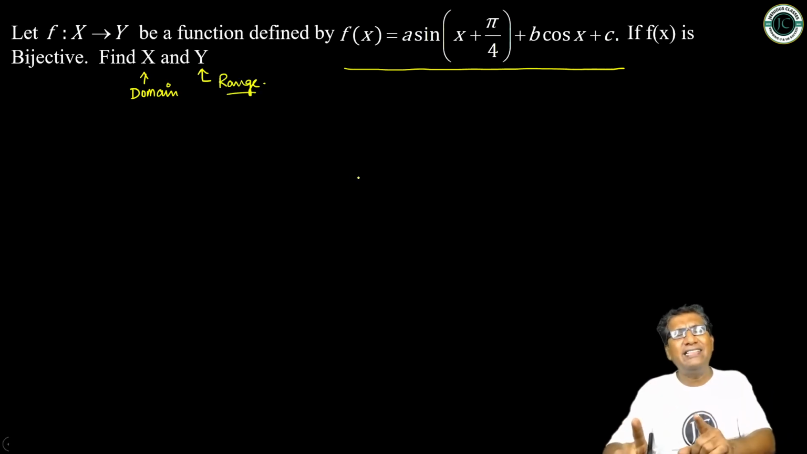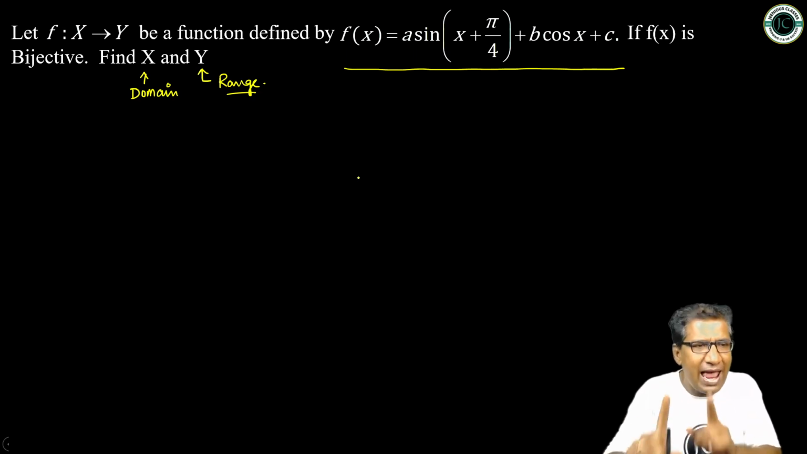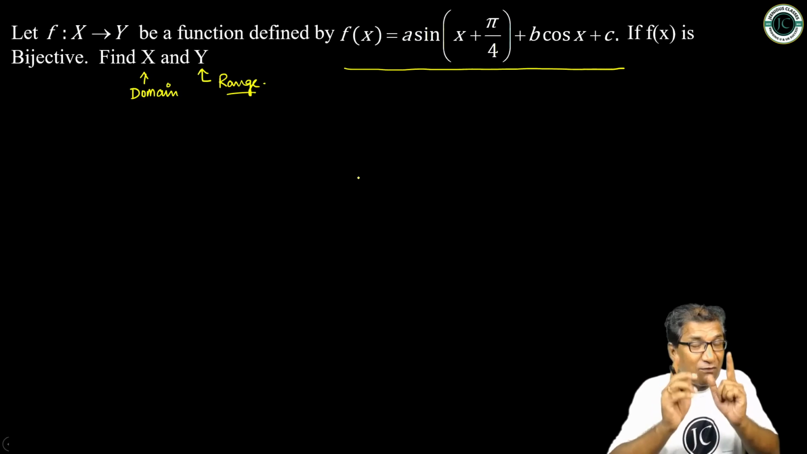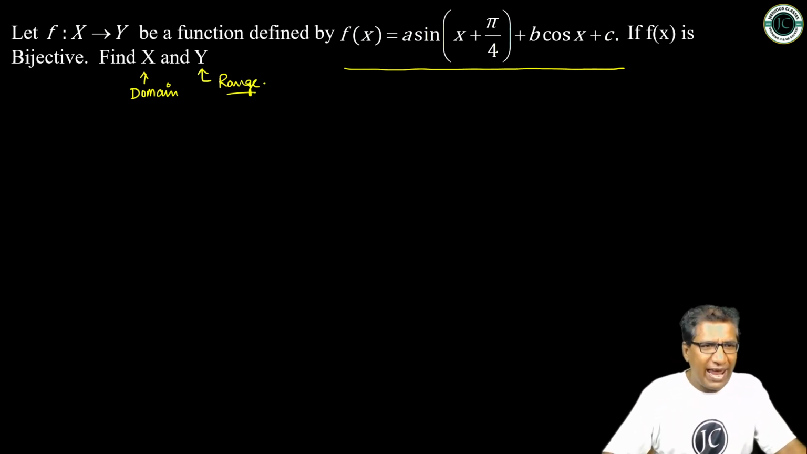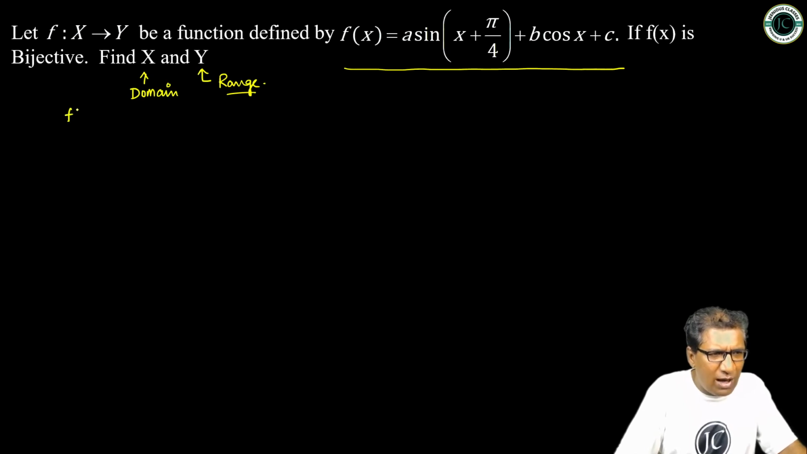Means indirectly they are saying find out the domain and the range for this function so that the function f(x) becomes bijective. Is it clear? Okay. Now, बच्चों अगर f(x) को हम थोड़ा सा सिंप्लीफाई करें तो क्या लिखेंगे?